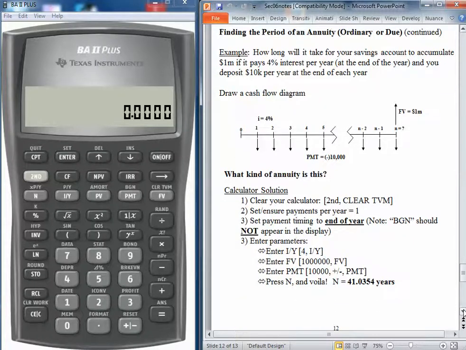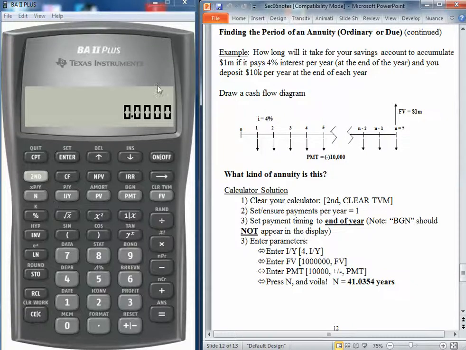So we can see that this is an ordinary annuity because the payments occur at the end of every time period. They don't start today, they actually start one period from today. And we don't know how many periods it's going to take for us to accumulate $1 million. So let's solve this using our financial calculator.